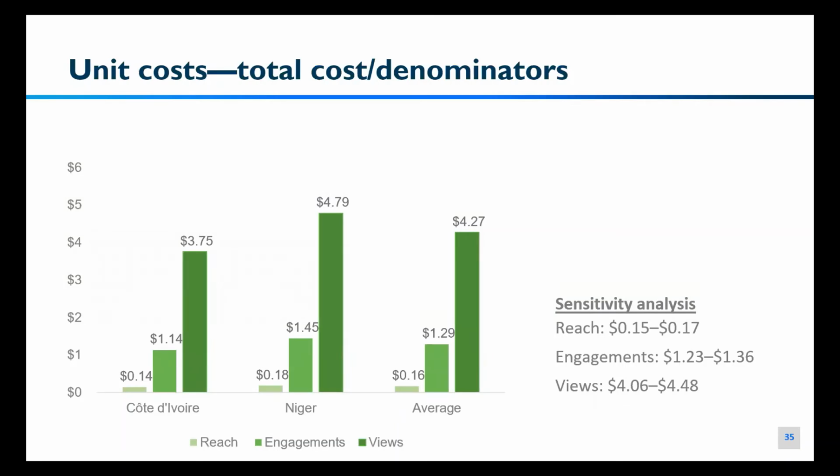So here you see the different unit costs in Cote d'Ivoire and Niger. And in terms of the reach, you see that in Cote d'Ivoire it was 0.14 cents, and in Niger it was 0.18 cents, and the average was 0.16, which is the last 3 rows there. You see the reach is the lighter green, the engagement is the light green, and the dark green is the views. You can see how the unit cost can be very, very different depending on which denominator you use. Next.